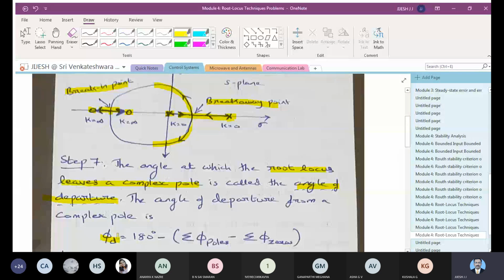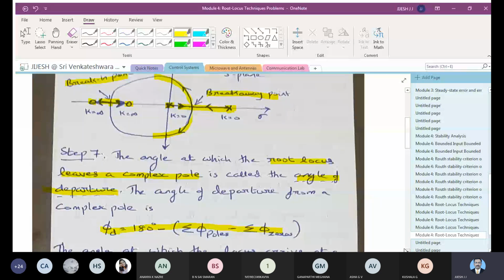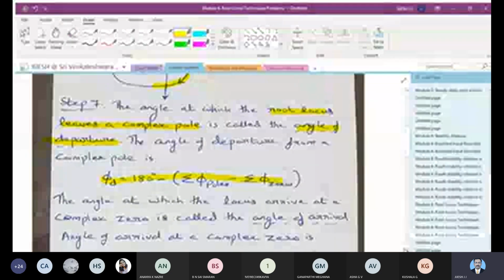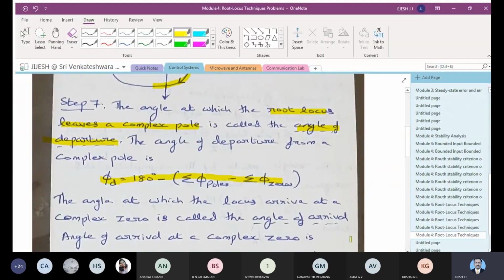So phi d can be found by using this equation: 180 minus summation of phi poles minus summation of phi zeros. You have seen the angle of departure. Similarly, we need to find the angle of arrival.